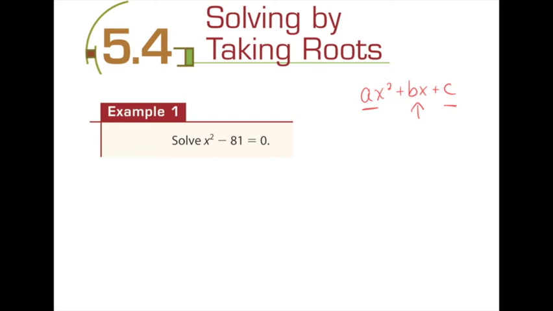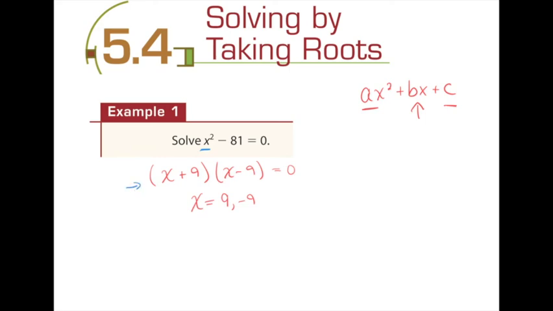Now, this is a special case, x squared minus 81. If I were to tell you to factor that, it's x plus 9, x minus 9. If I were to solve this by factoring, I would say this is the special case where I have my conjugates, and you can see that you would get positive 9 and negative 9 as your answers. But when you're solving by taking the square root, what you're really trying to do is get this x squared all by itself.